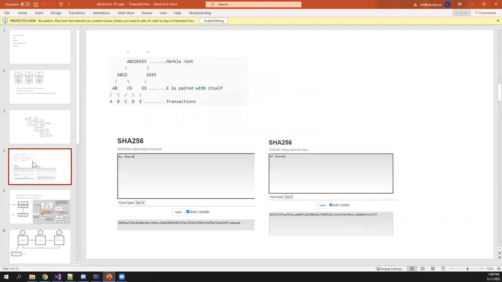So I want to talk a little bit about SHA-256.